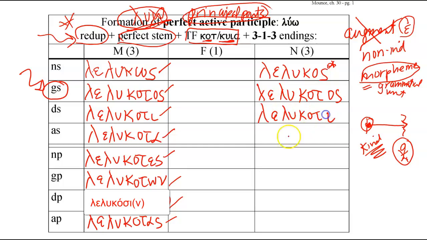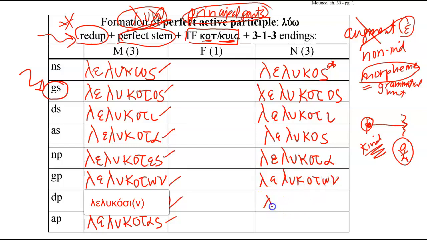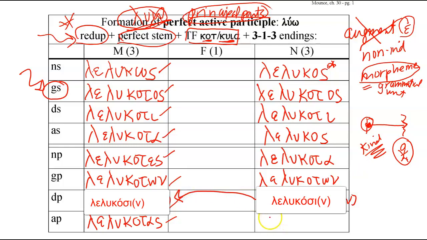Lelukoti is the dative singular, and lelukos again, because the accusative and nominative singulars are the same, is for the accusative singular. The nominative plural for the neuters is lelukota with the alpha. Then it's lelukoton for the genitive plurals. Lelukosi or lelukosin for the dative plural, for the same reasons why we had this form for the masculine dative plural. And then the accusative plural is lelukota.